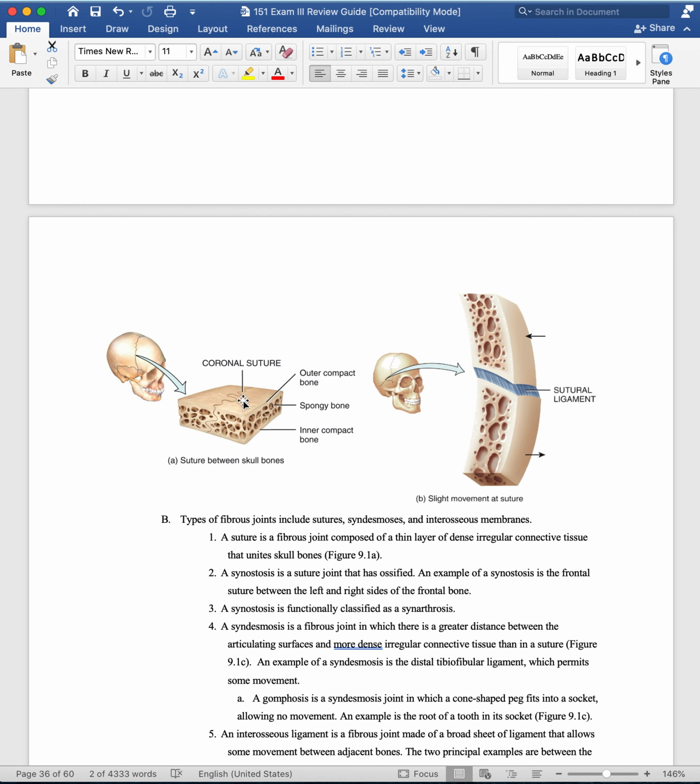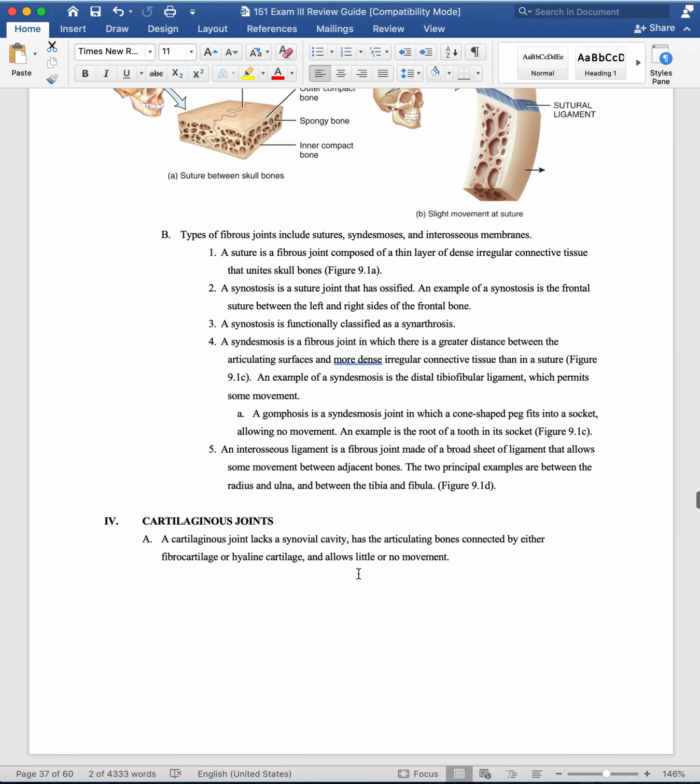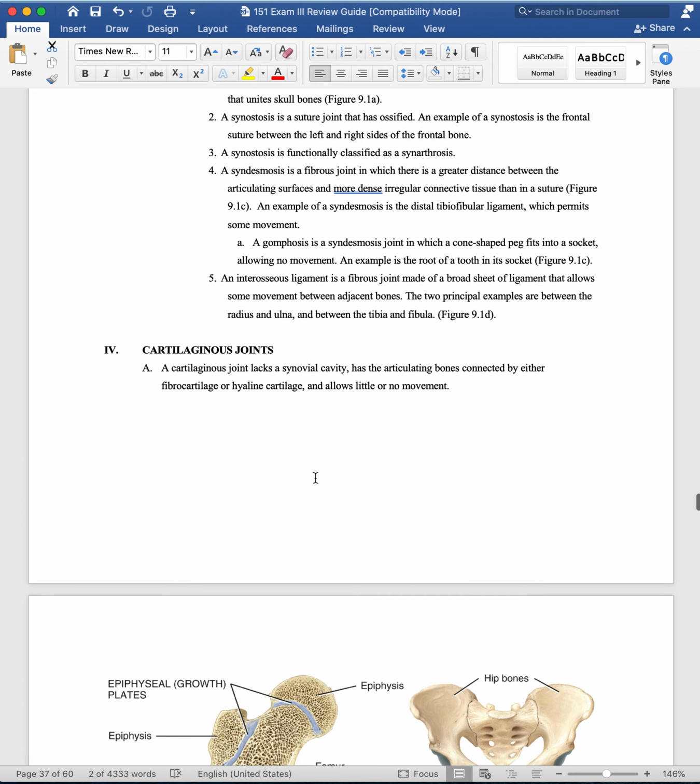Other examples include coronal suture, or just sutures in general. Like a coronal suture is a specific one they're showing you here. And the sutural ligaments are going to basically be holding 2 different bones together. And while we can have slight motion, we're not going to permit a very large range of motion. Fibrous joints are going to include sutures, syndesmoses, interosseous membranes, etc. And we talked about each of those and what they are.